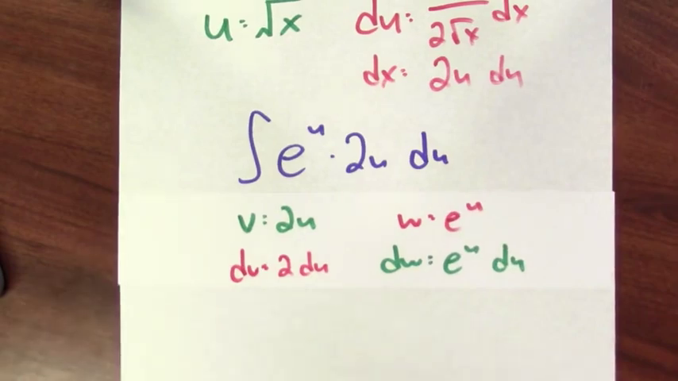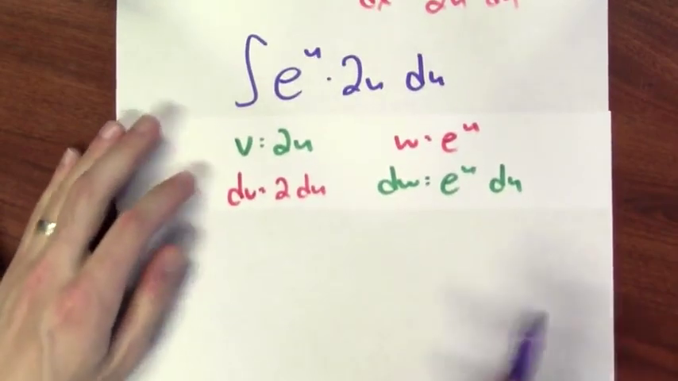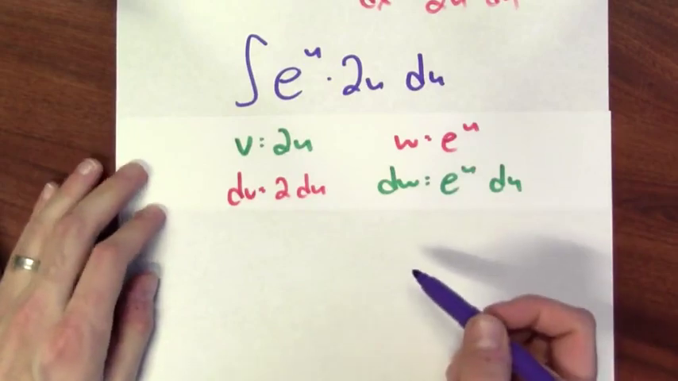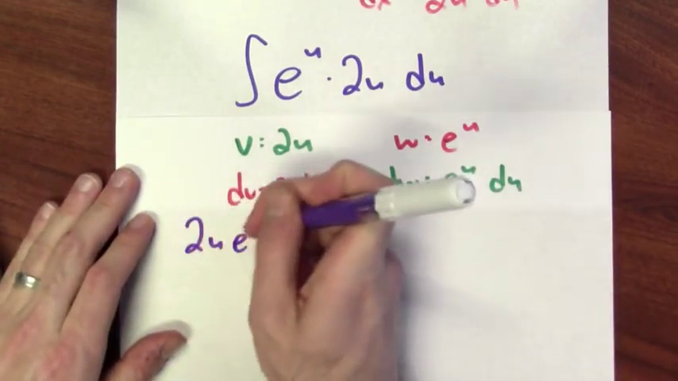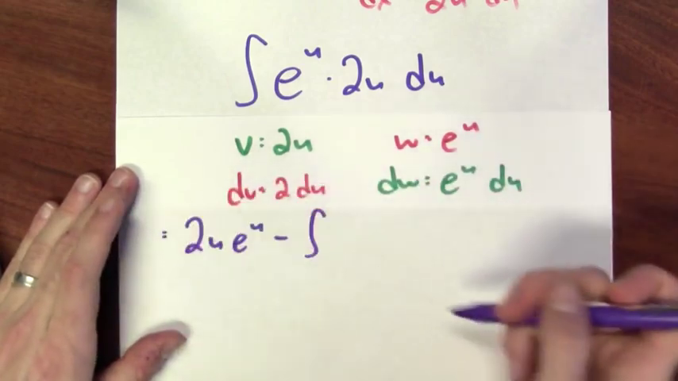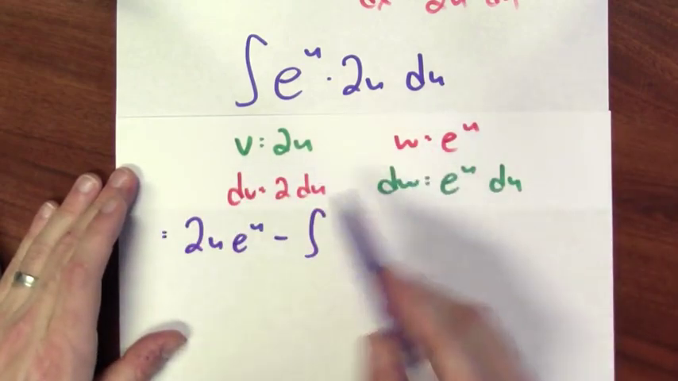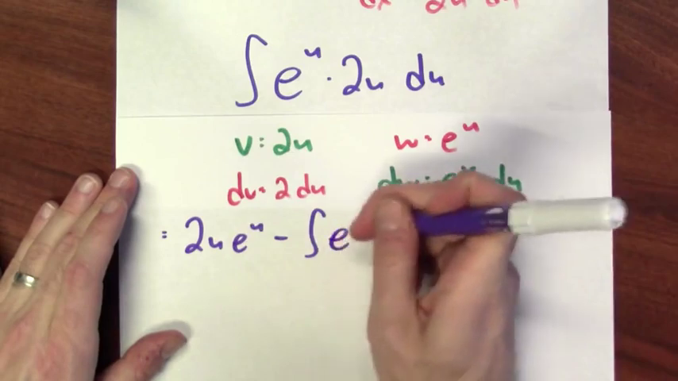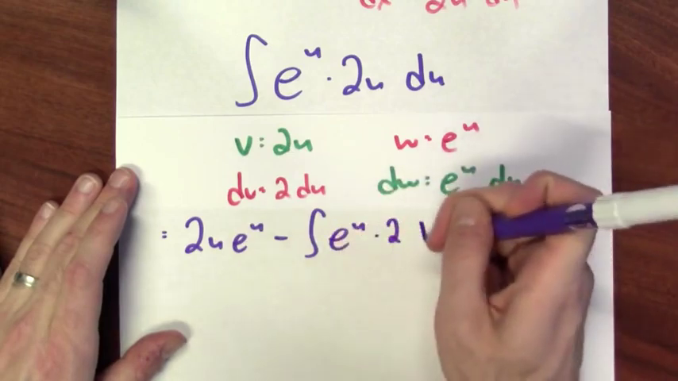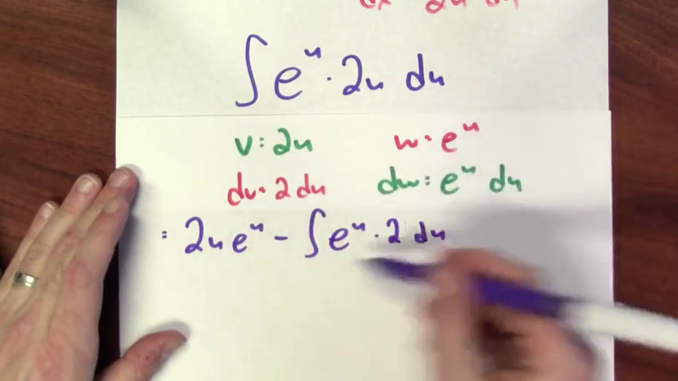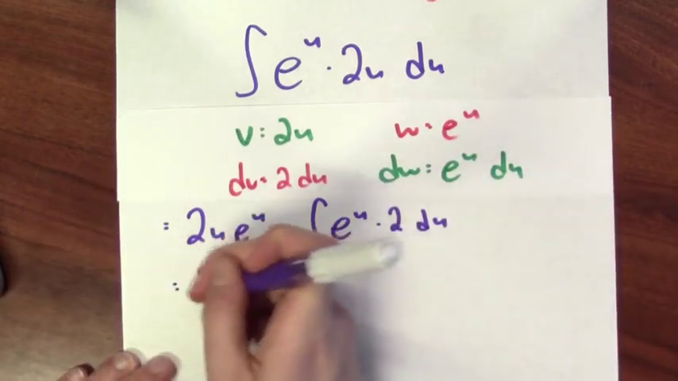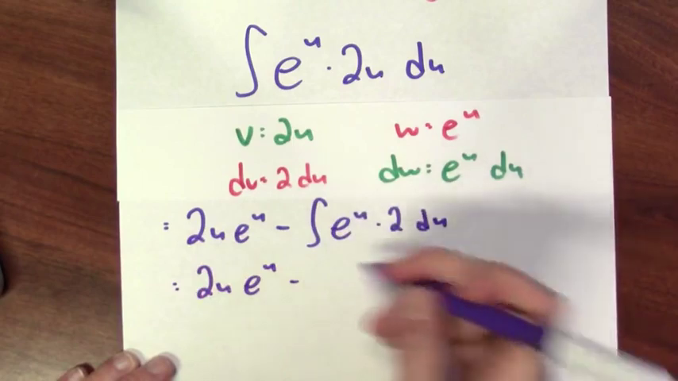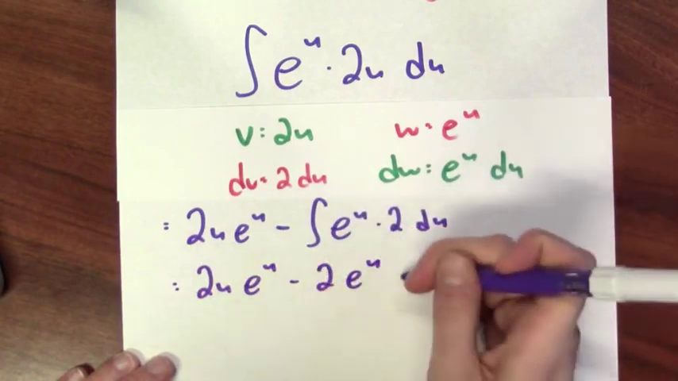So in that case, what does parts tell me? Well, parts then tells me that this integral is the same thing as 2u e to the u minus the integral of w dv, which is e to the u times 2 du. But now this is an integration problem that I can do. I know an antiderivative of e to the u. So this is 2u e to the u minus 2e to the u.